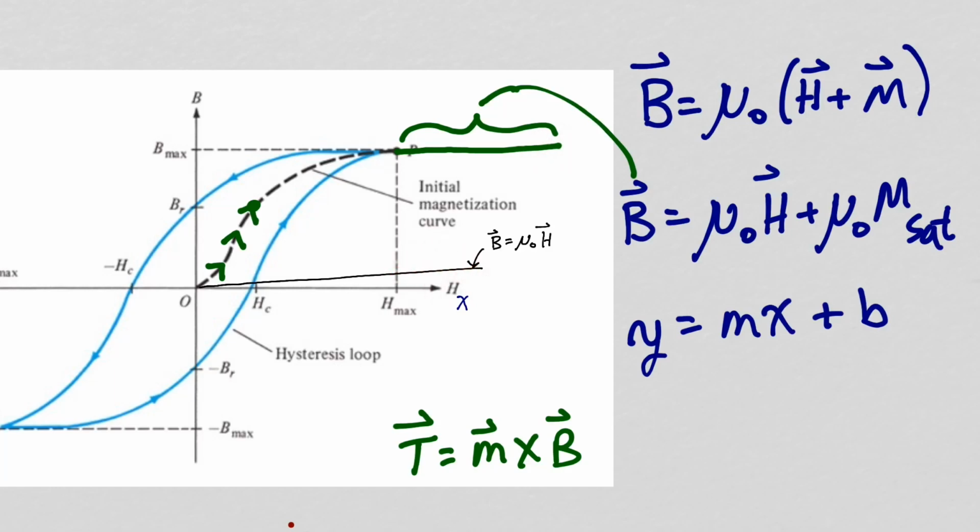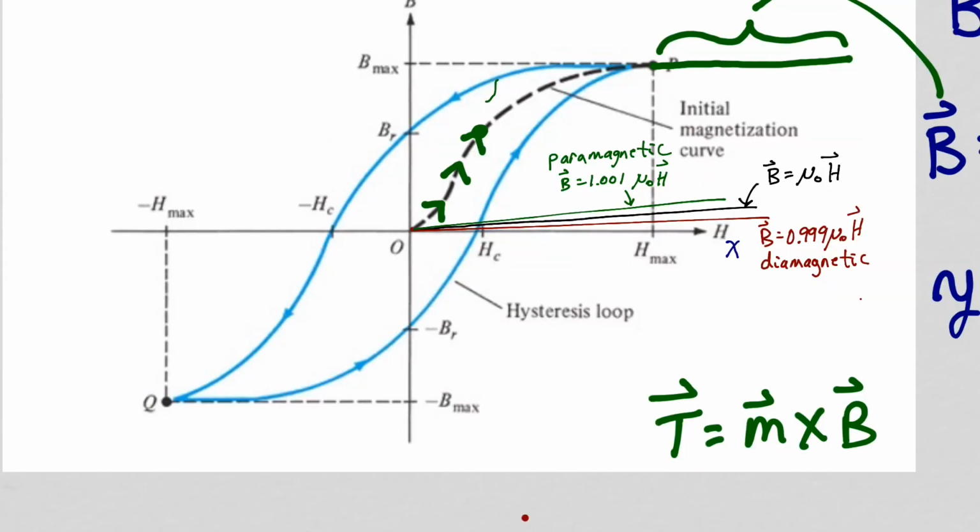And if I were to plot the B versus H curve for a diamagnetic material, remember the relative permeabilities are near 1 but a little bit less, then the curve would fall underneath the free space B versus H curve. And if I were to plot the B versus H curve for a paramagnetic material, remember mu sub r for a paramagnetic material is close to 1 but slightly larger. So the B versus H curve will fall just a little bit above the free space B versus H curve.